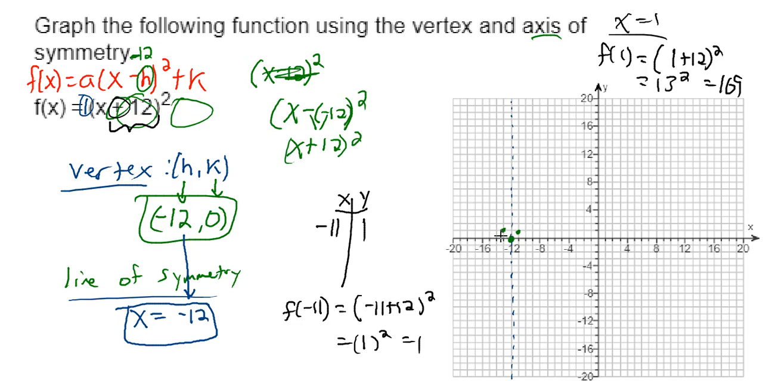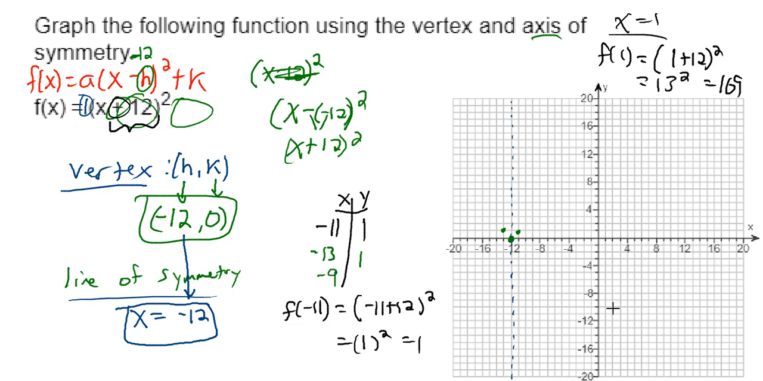So going 1 to the left would put me at negative 13. So if I go 1 to the left of the axis of symmetry to negative 13, I should get the same answer for y. And that gives me these two mirror image points. Let's get one more point over here. Maybe I'll go a little bit further away. Let's say like negative 9. You don't want to go too far away. The numbers get big pretty quick. So let's plug in negative 9 here.